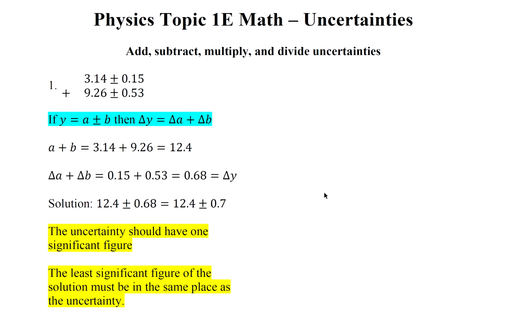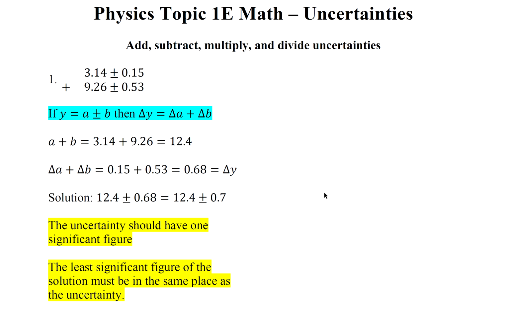So memorize these two in yellow. The uncertainty should have one significant figure, and the least significant figure of the solution must be in the same place as the uncertainty.